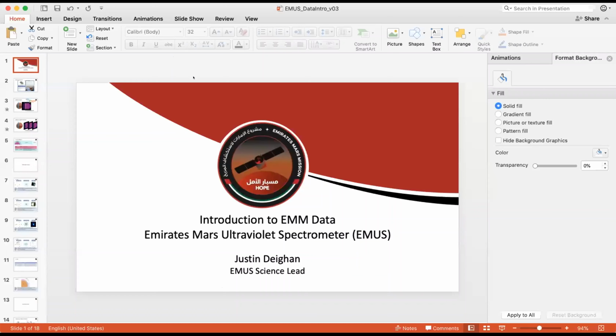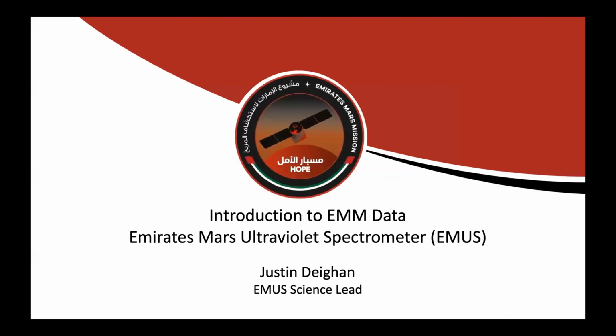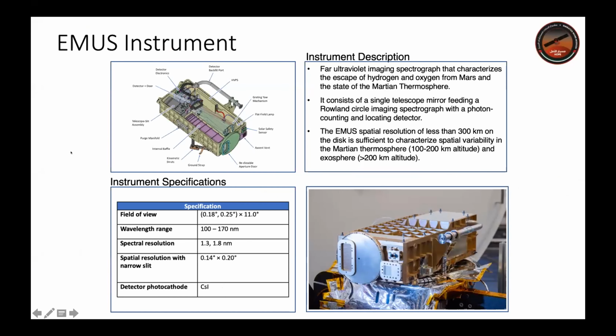Okay, thank you, Moza. So my name is Justin Deegan. I'm the science lead for the EMUS instrument, and I'm at the Laboratory for Atmospheric and Space Physics at the University of Colorado. So I've heard a lot about the other two instruments.